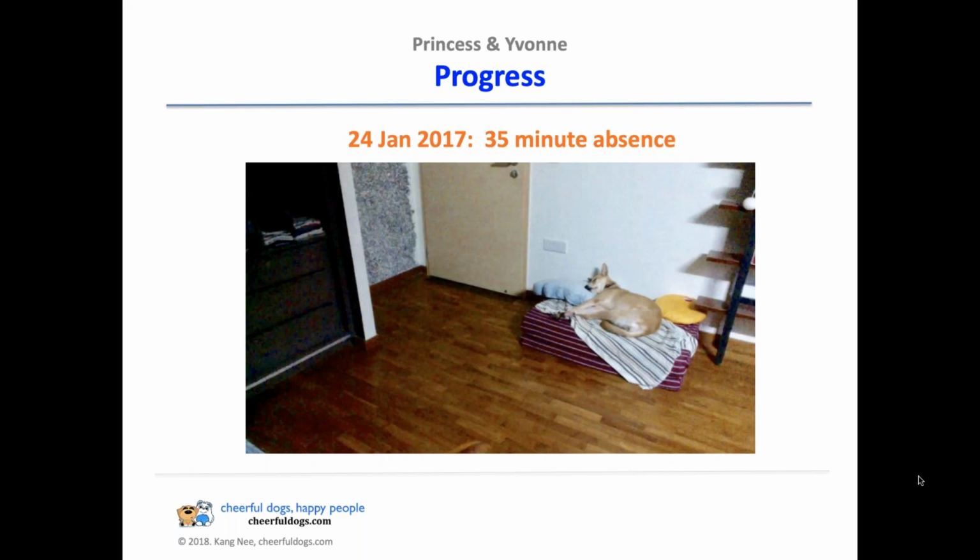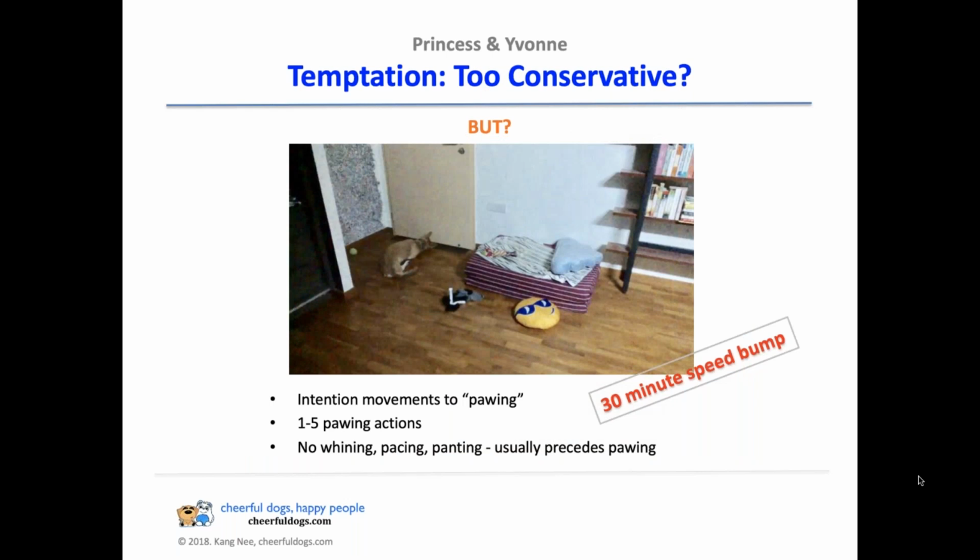Initially we zipped along quite quickly, and we did hit quite a big milestone, 35 minutes after just a few months of work. So we kind of thought, well, we are going to crack it, right? But then we hit a speed bump, and that's very normal in whatever form of training. Because we zipped along quite quickly, the temptation is always, can we push a little bit more? But in the case of Princess, we can't, because if we were to push her a little bit too fast, she would start to show that behavior of concern, the pawing at the door.